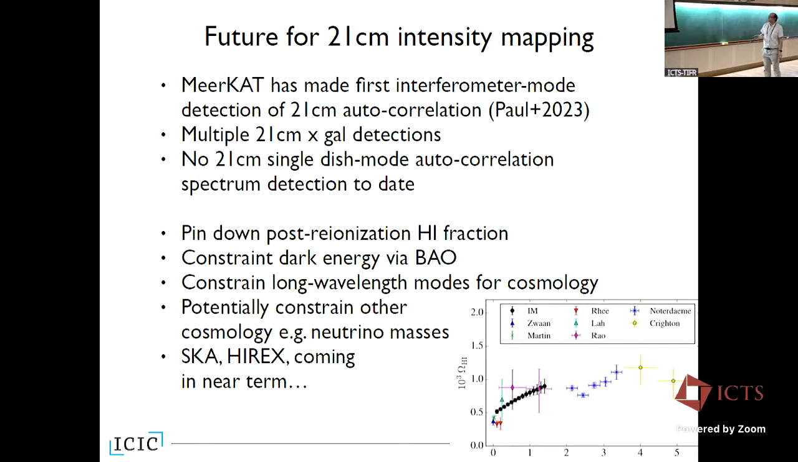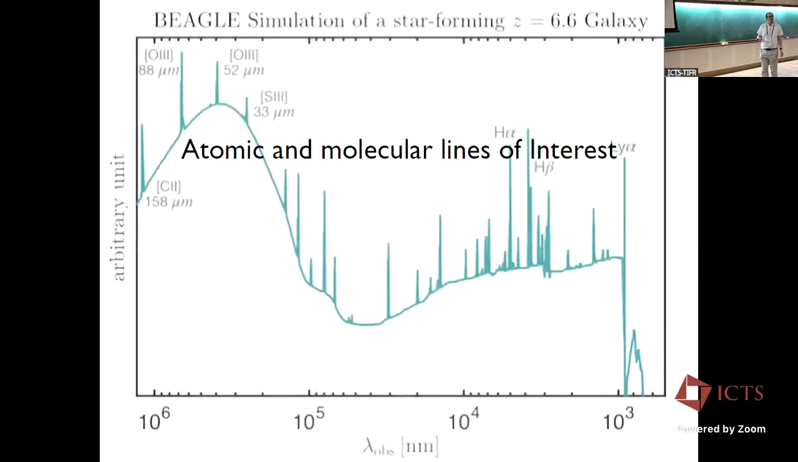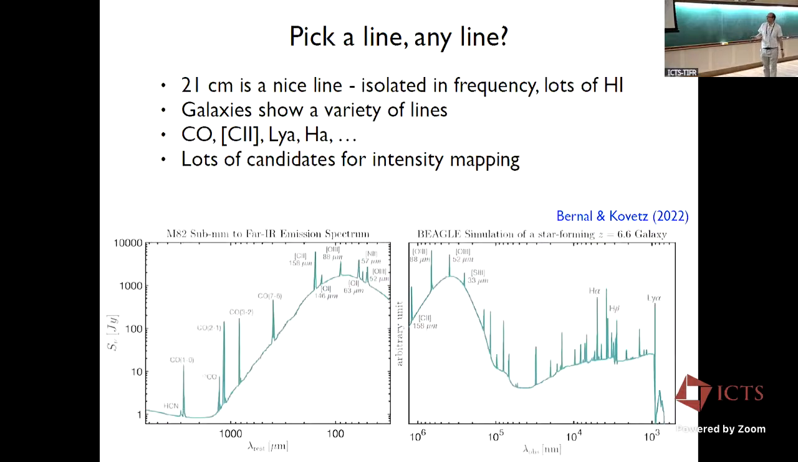So the 21 centimeter line is great, but it's really not the only line in town. So it's worth us thinking about other atomic and molecular lines that one could look at. These are two galaxy spectra. This is M82, which is a relatively nearby galaxy. You can see there's this hump of continuum emission, and then a whole bunch of different lines. So that's maybe what a low redshift galaxy looks like. And then this is a simulation of a much higher redshift galaxy. Again, you've got lots of lines.